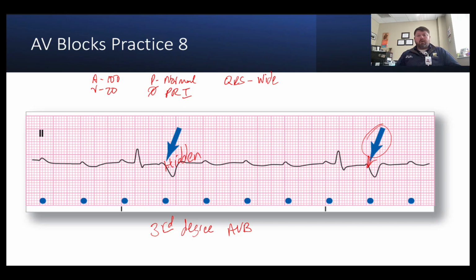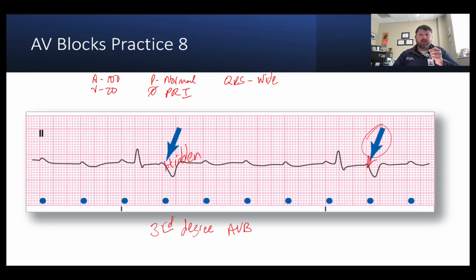So, as you continue practicing, remember that you've got 3 main types of heart blocks. You've got a 1st degree AV block, which is more of a delay. You've got a 2nd degree AV block type 1, where your PR intervals are getting longer and longer and longer until they drop. You've got a 2nd degree type 2, where you have constant PR intervals, but you have dropped beats. And you have a 3rd degree AV block that has no correlation between the atria and the ventricles.